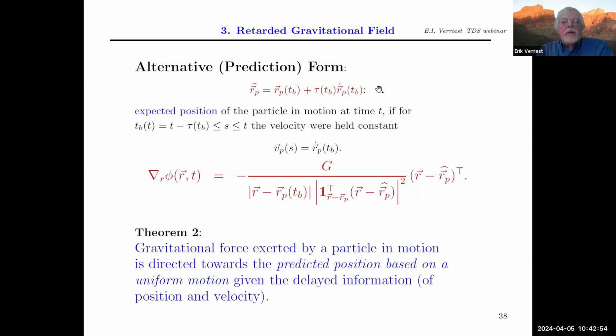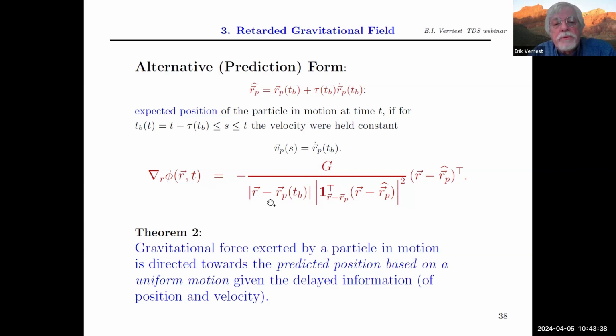Now we can derive an alternative form in terms of the predicted position. If at the backward time, so that's t minus the delay, I know the position and I know the velocity, we simply take this linear approximation: velocity times tau is the predicted distance that the particle still has to travel to time t. Then in terms of this, I can replace the gradient of the potential, the force, with this form.